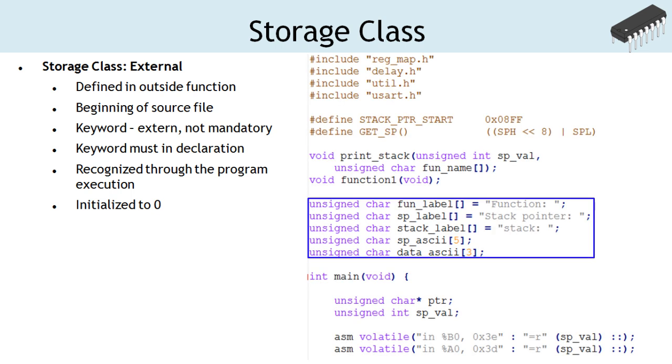In the example shown, the variables fun_level, sp_level, stack_level, sp_ASCII, and data_ASCII are external variables. Note some of the variables are initialized and others are not, and the keyword extern is omitted.